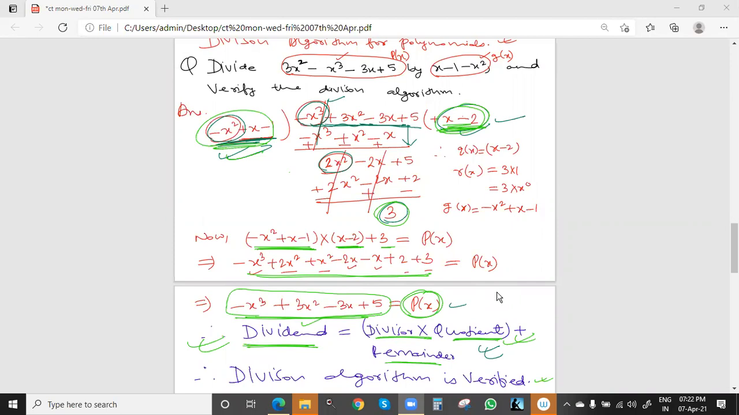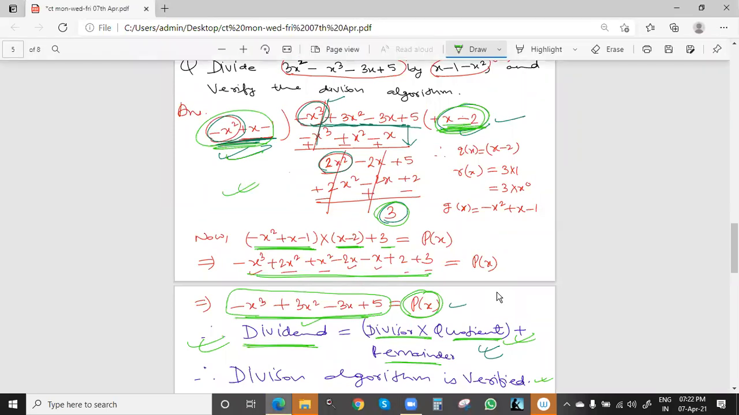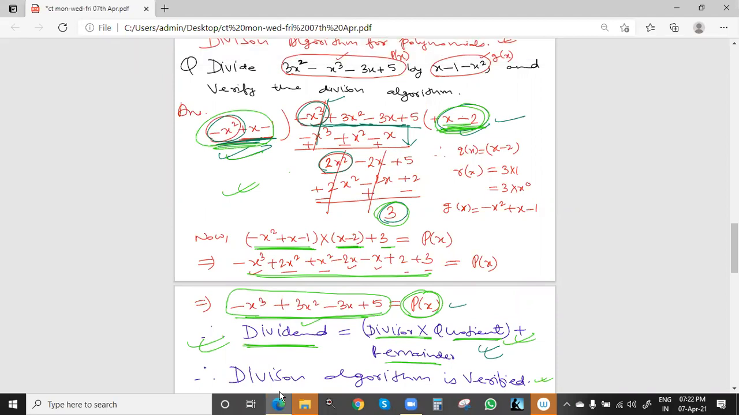So this means we have to verify that dividend is equal to divisor into quotient plus remainder. That's it. Normally in all the cases we'll get it, because we have done proper division. It's not automatic, we just have to verify, means we have to check, we have to show. That's it. And then the last concluding line will be division algorithm is verified. That's it.